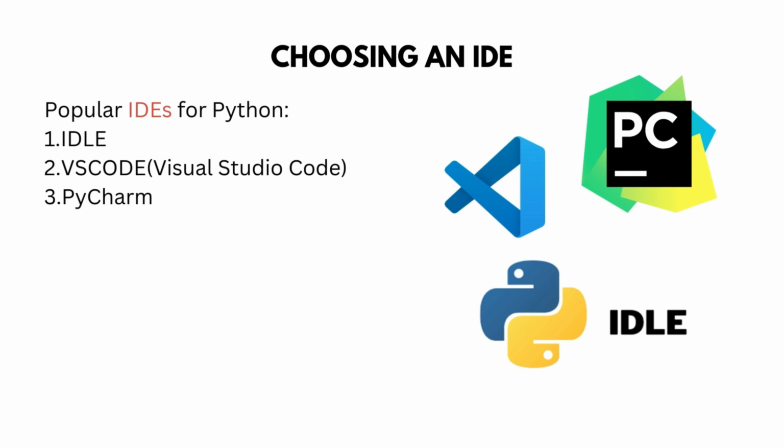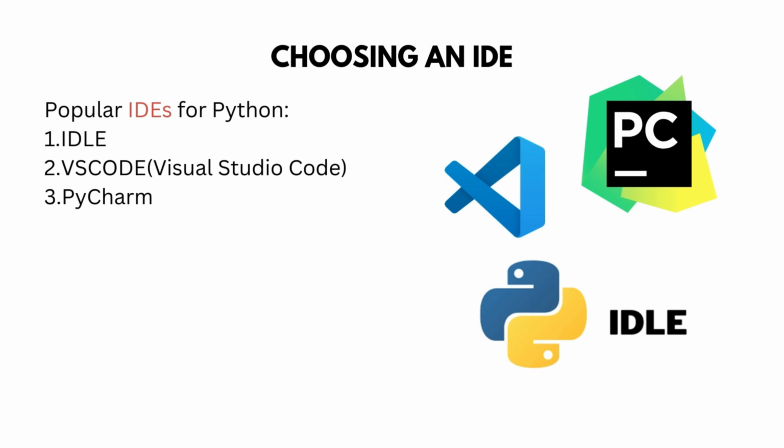Now that Python is installed, let's talk about where you'll write your Python code. This is where an IDE, or integrated development environment, comes in. An IDE is a software application that provides tools to make writing and running code easier. Python comes with IDLE pre-installed, a very simple IDE designed for beginners. It's lightweight and easy to use, but it doesn't have all the features advanced users might want.